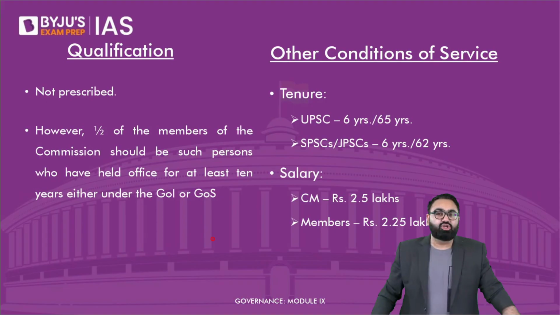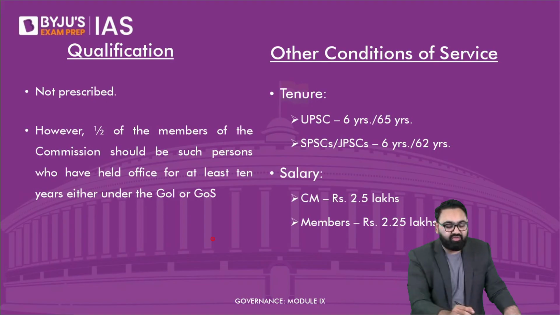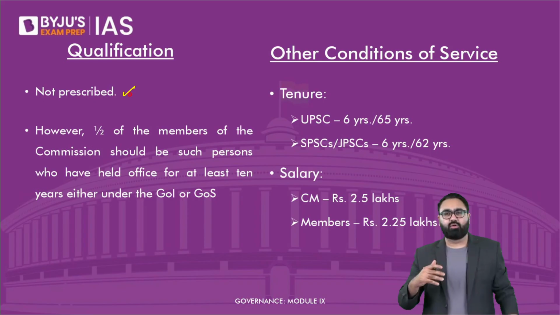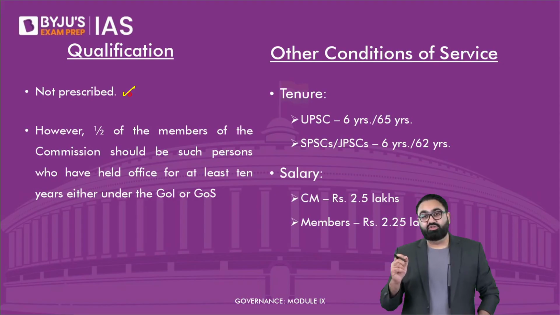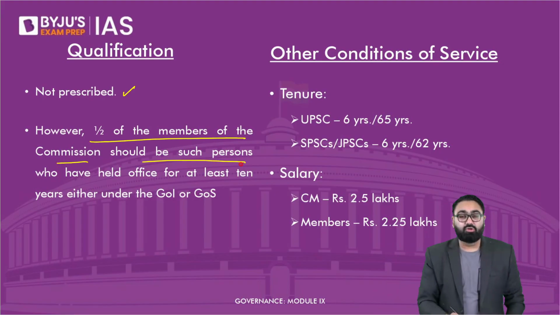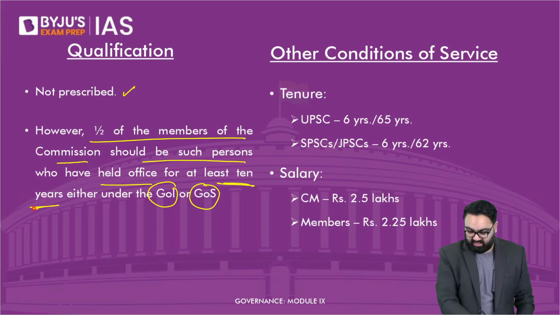Now, the Constitution of India, as I said, does not mention how many members there will be in the UPSC or State PSC. Usually, 9 to 11 members are seen. There is not even any qualification given. The Constitution doesn't say who can be the members. The Constitution just says one thing: at least half of the members of the Commission should be those who have held an office under the Government of India or Government of a State for at least 10 years.